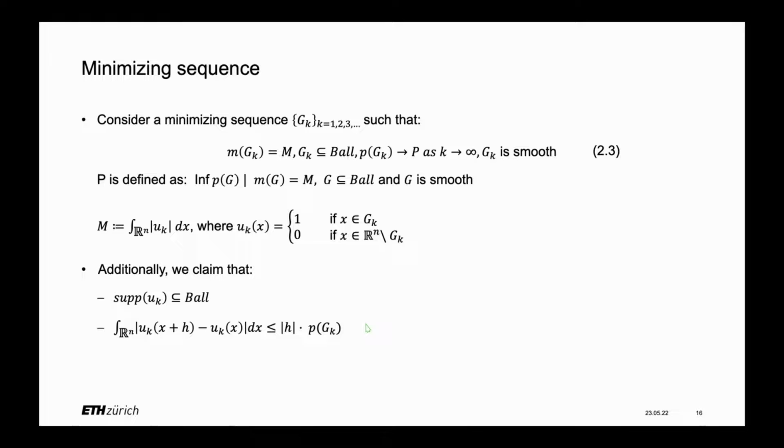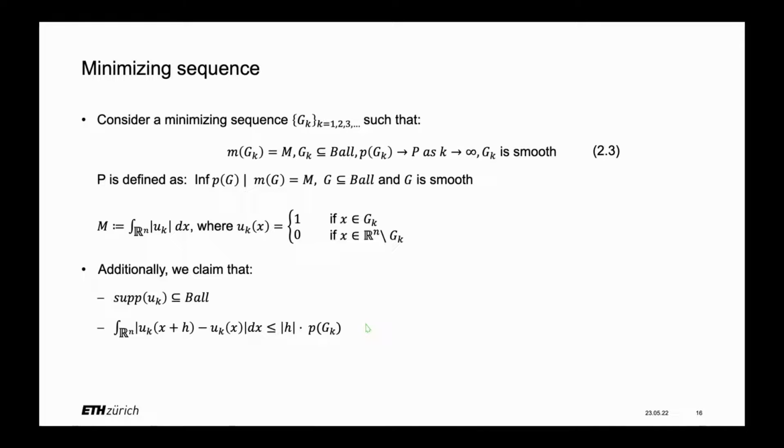First of all, let's consider a minimizing sequence, which is G_k, with k equal to 1, 2, 3, and so on and so forth. The measure of G_k is also equal to M, and G_k is also contained in some ball. The most important thing here is that the perimeter of G_k converges to P as k goes to infinity, and G_k is smooth. So how are P and M defined? Let's have a look. P is defined as the infimum of the perimeter of G, where the measure of G is equal to M, G is contained in the ball, and G is smooth.